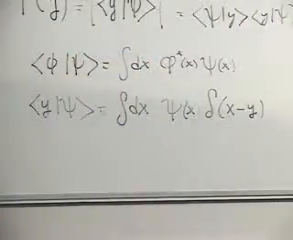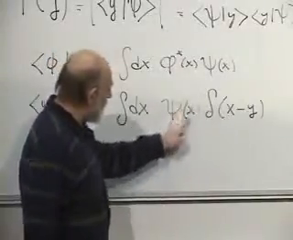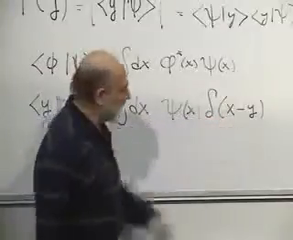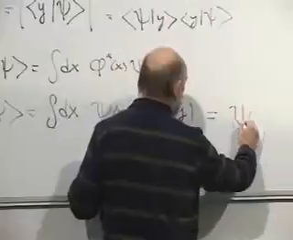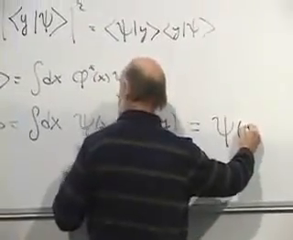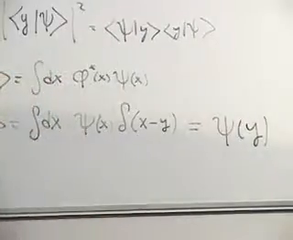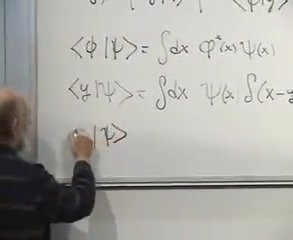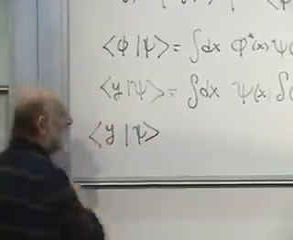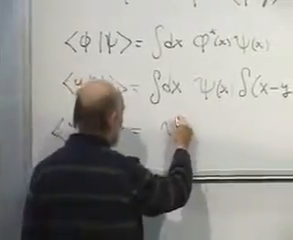Okay, we know the rule for calculating this integral. The rule for calculating this integral is just to substitute for x the value y. That's the definition of the delta function. That's just equal to psi of y. So here's what we found. We found that the probability amplitude for detecting the particle at y is nothing but the wave function psi of y.